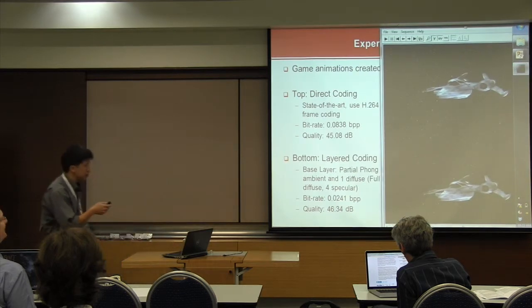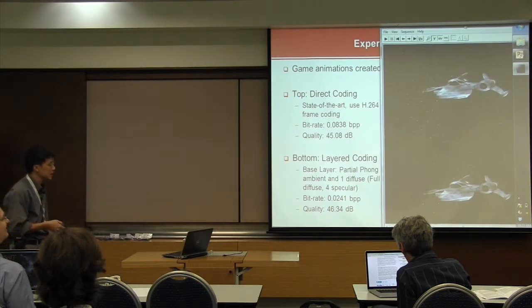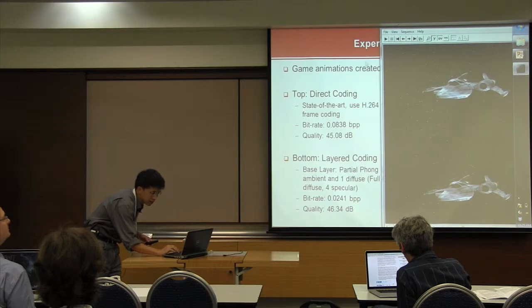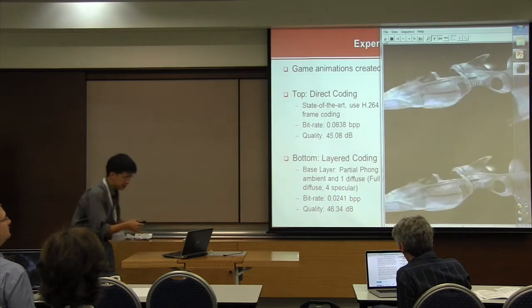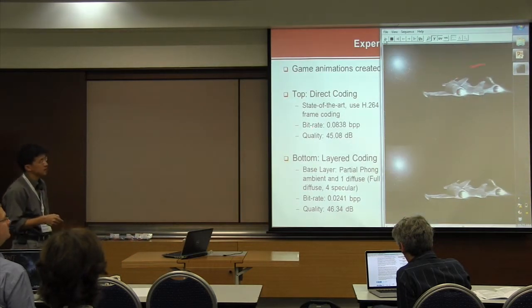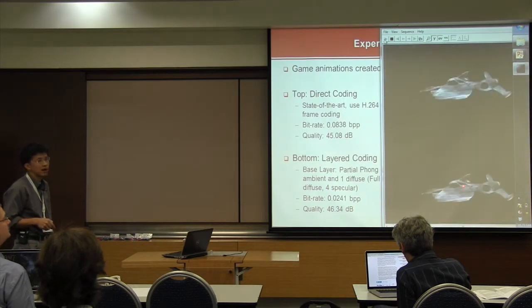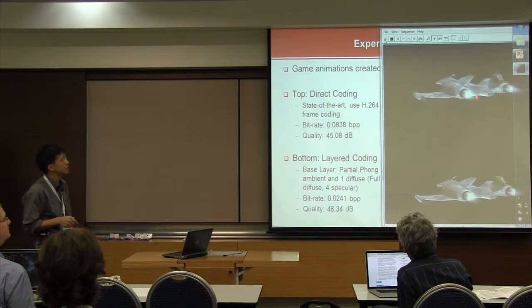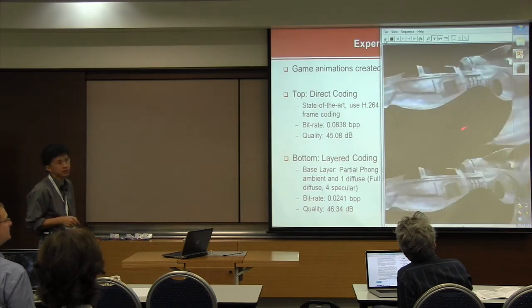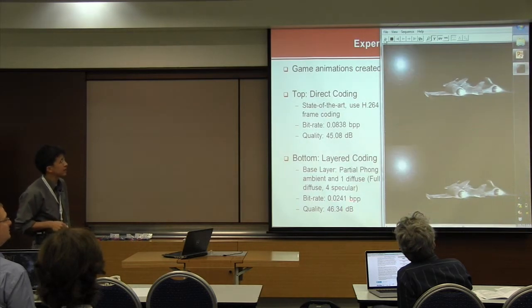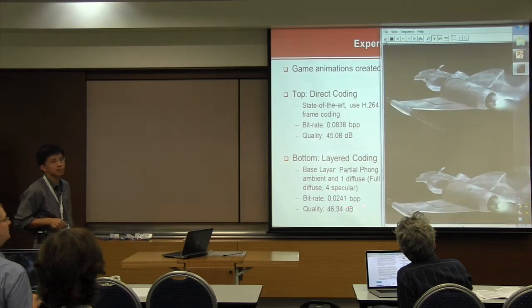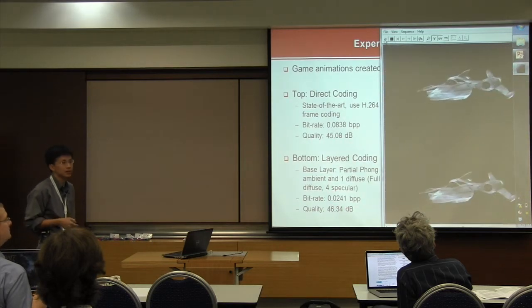Shown here are two game animation sequences. The top one is compressed by direct coding. This is what people are doing. And the bottom one is coded by our proposed layer coding. As you can see, they have almost similar subjective quality. However, in our case, we use about 30% of the bandwidth compared with direct coding.